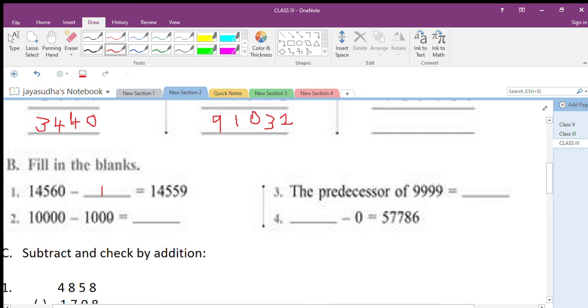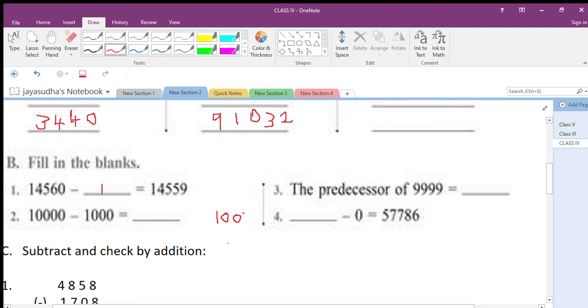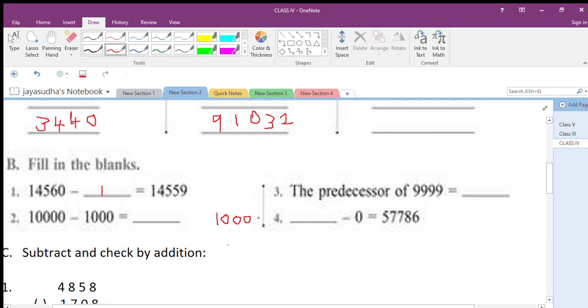Move on to the next sum. Here, what? 10,000. This is 1,000. You want to subtract 10,000 minus 1,000. I put the sum here. 10,000. Then you have to subtract 1,000 from 10,000.